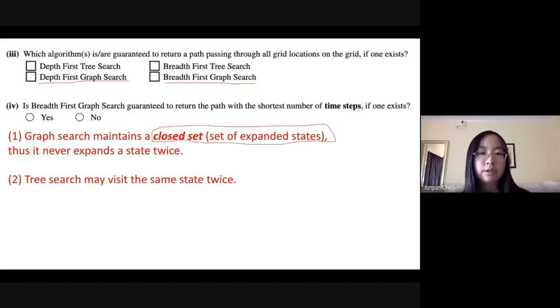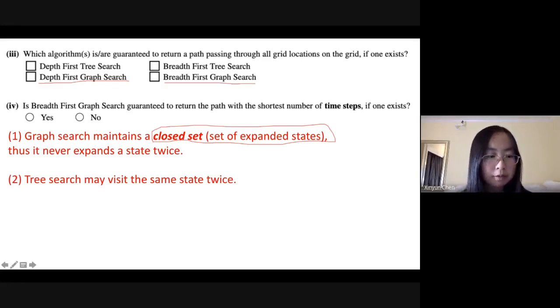We can also see that our state space is finite. So it will definitely provide a solution, a path passing through all grid locations. It means that it will definitely catch the Pac-Man no matter where the Pac-Man is located.